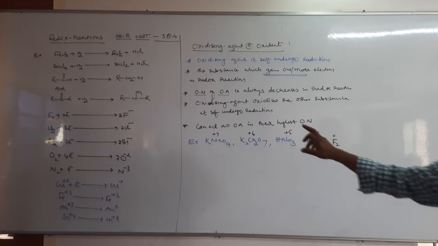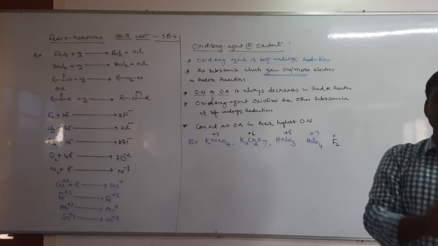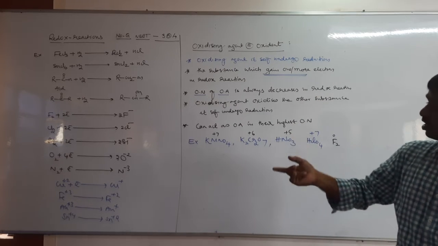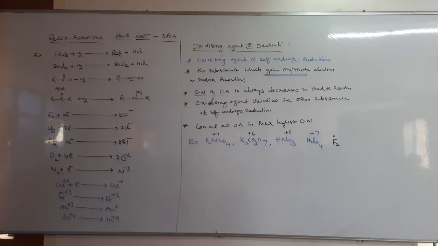The oxidation number of an oxidizing agent always decreases because reduction takes place. Therefore, an oxidizing agent oxidizes other substances, but they themselves undergo reduction. They make other substances undergo oxidation, but they themselves undergo reduction. That is an oxidizing agent.